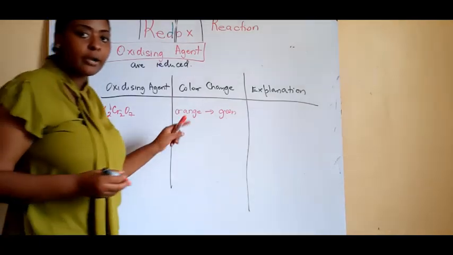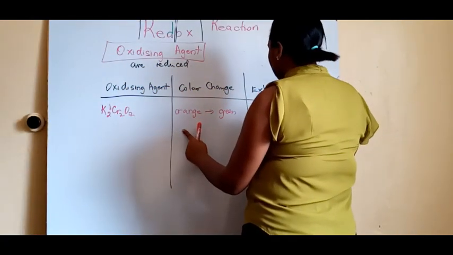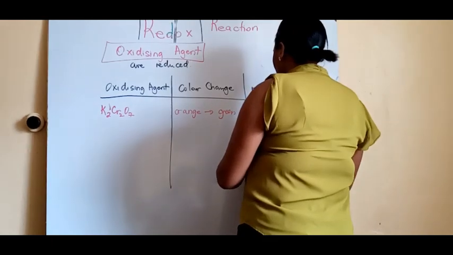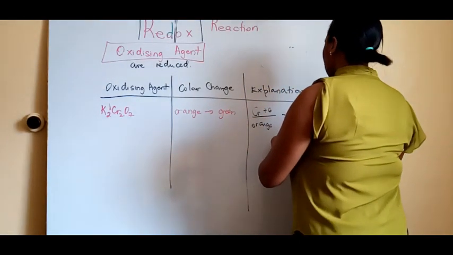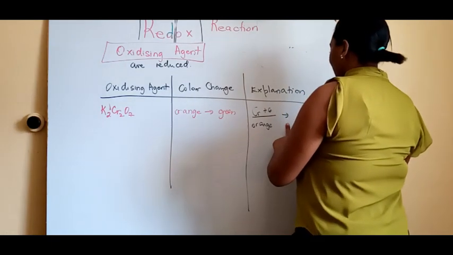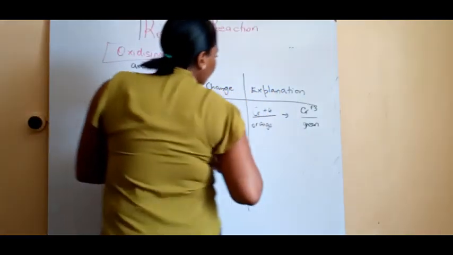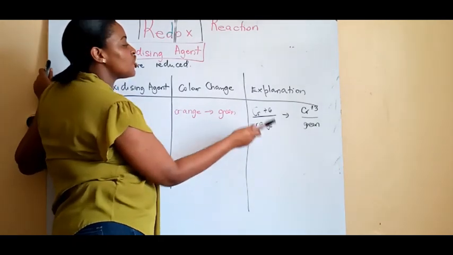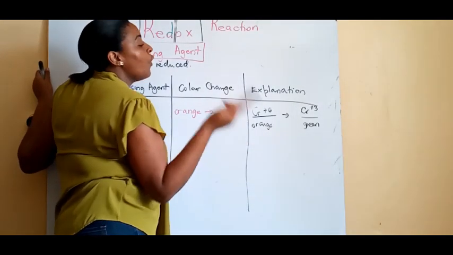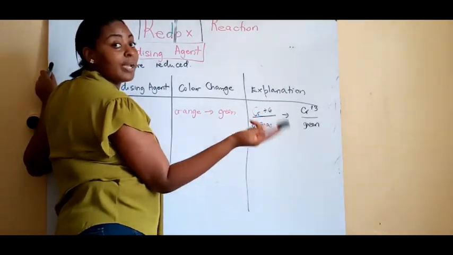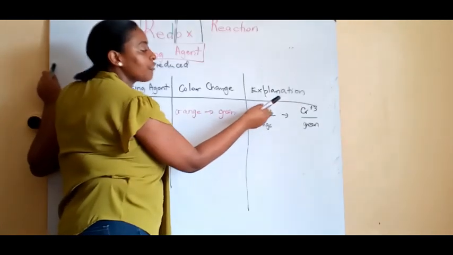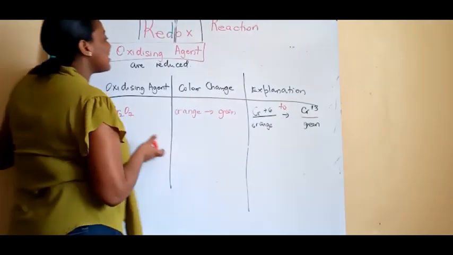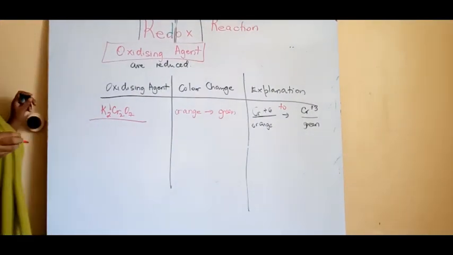So when it is orange, Cr is +6. So it moves from +6, where it is orange, to Cr +3, where it is green. So the oxidation number of chromium when it is orange is +6, and it is going to green where it is +3. Its oxidation number is decreasing. So Cr is moving from +6 to +3. When that happens, Cr is reduced, so this is a known oxidizing agent.